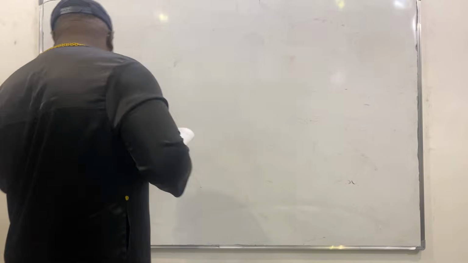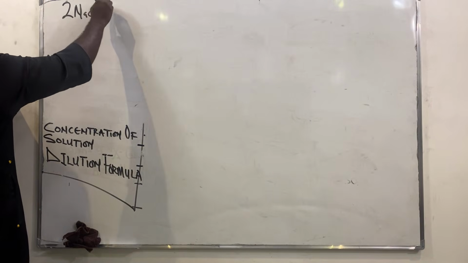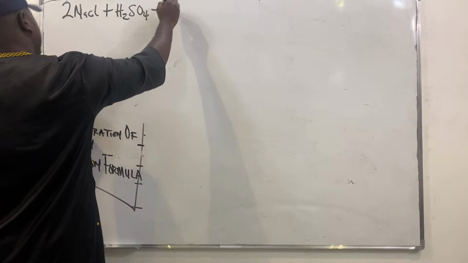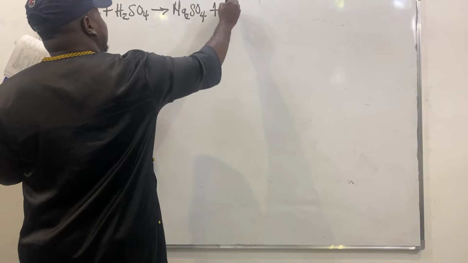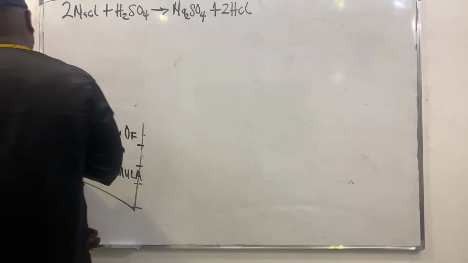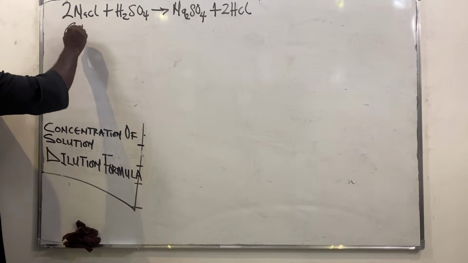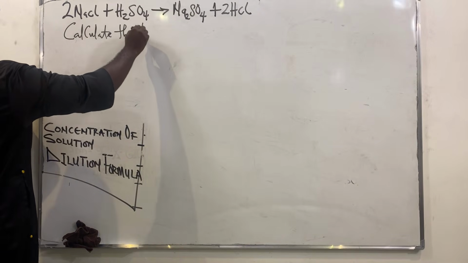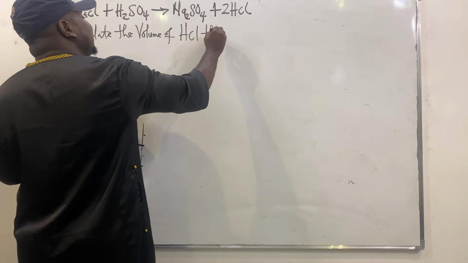Given the reaction, 2NaCl plus H2SO4 to give Na2SO4 plus 2HCl. Calculate the volume of HCl that will be obtained at STP.